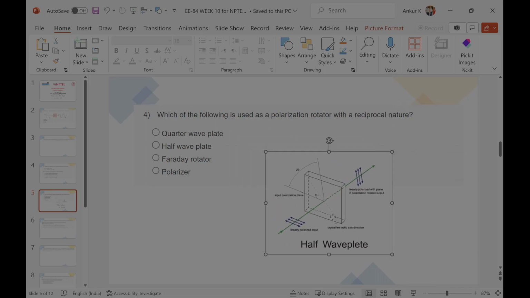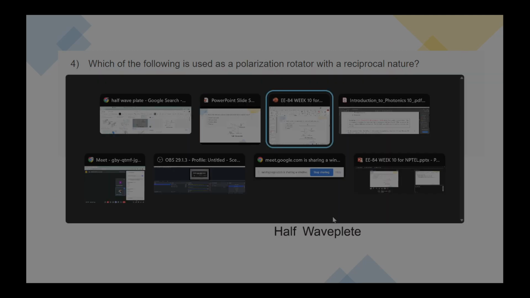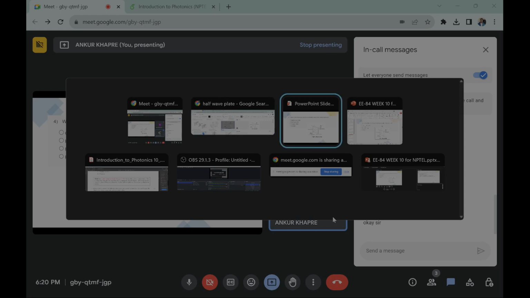I think you can understand here. Is it visible for you? Yeah. So what is happening here?